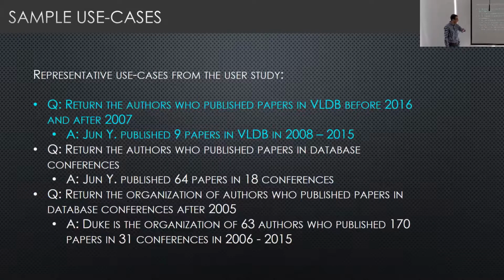Okay, so to assess the quality of our system, we've experimented with various queries of different complexity, and we've also asked users to formulate their own queries and view the results that they got. So here are some of the use cases and the explanations. For example, for the query, return the authors who published papers in VLDB before 2016 and after 2007. We got the result, for the result Junyoung, we got the explanation that Junyoung published 9 papers in VLDB in 2008 till 2015.